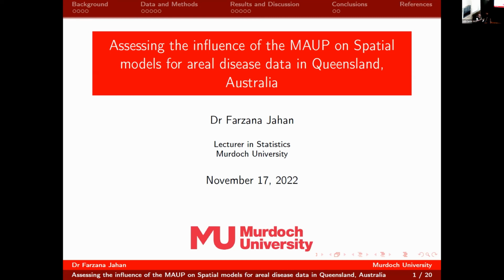Good. First speaker is Fasana on assessing the influence of the MOP on spatial models for aerial disease data in Queensland, Australia. Please. Thanks, David.